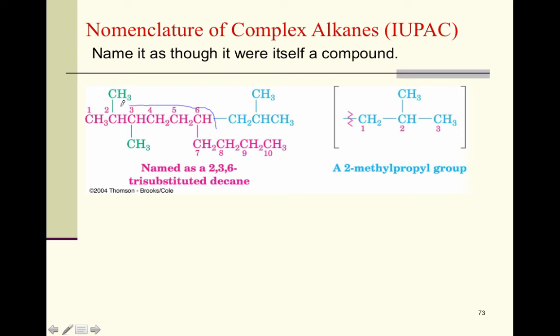So let's go ahead and do what we've done in the past. I'm going to go ahead and circle the longest continuous chain. And I have a methyl substituent here and another one here. This is not a methyl. So I'll show you how to name that in just a second. So right now I know I have 2 methyl, so that's dimethyl.